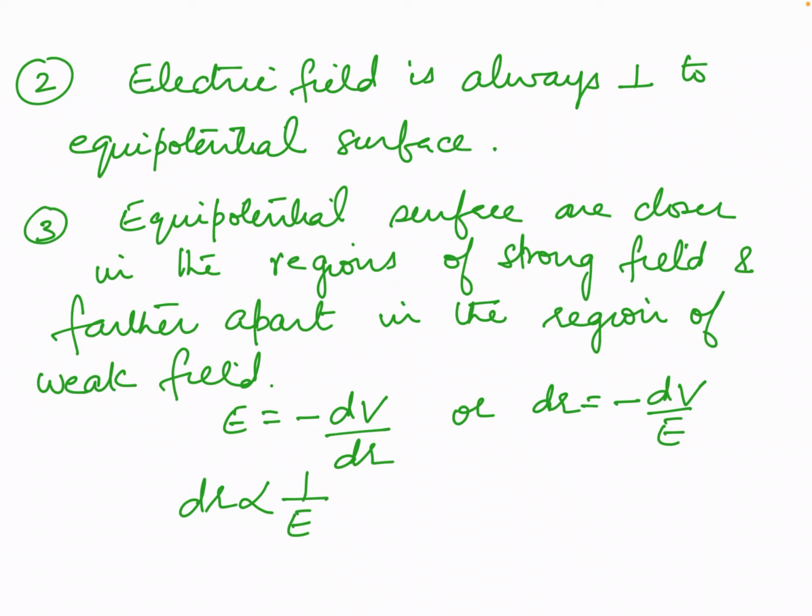Now the last property is, no two equipotential surfaces intersect each other. If they intersect, then there will be two values of electric potential at the point of intersection, which is not possible. Now we will draw the equipotential surface of an electric dipole.